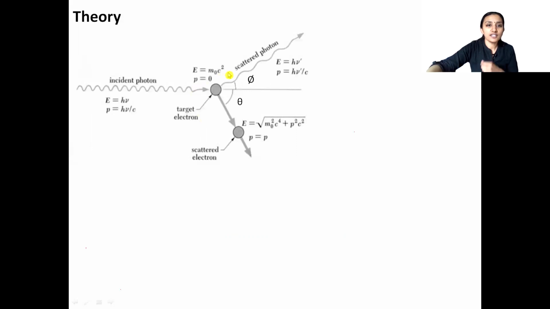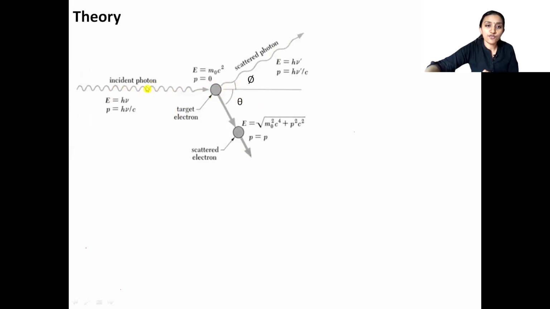Now, this figure shows the geometry of Compton scattering. As you can see, the incident photon is interacting with an electron at rest, and it is getting scattered at an angle phi. The electron is also scattered at an angle theta to the original direction.